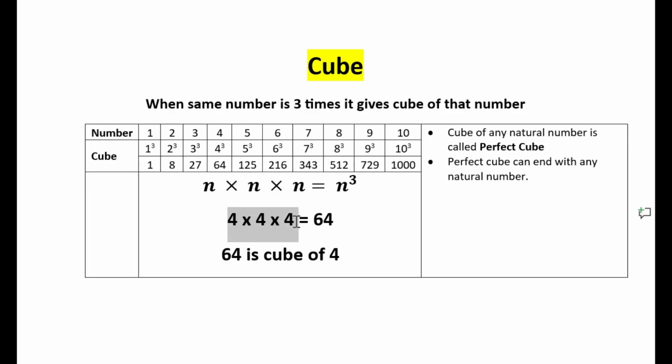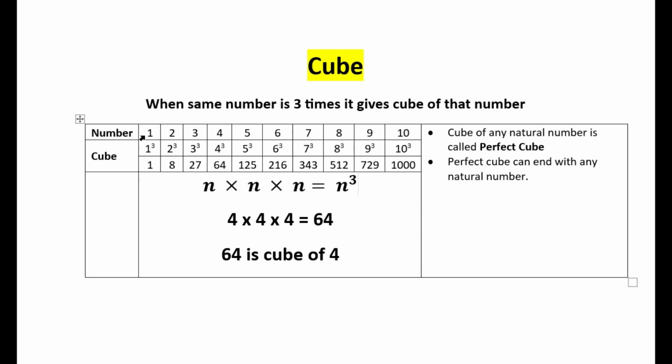4 into 4 into 4. So 4 is multiplied 3 times and the multiplication gives 64. So we can say 64 is cube of 4. So n into n into n gives n cube. So power of 3 is called cube. So the formula is n cube.